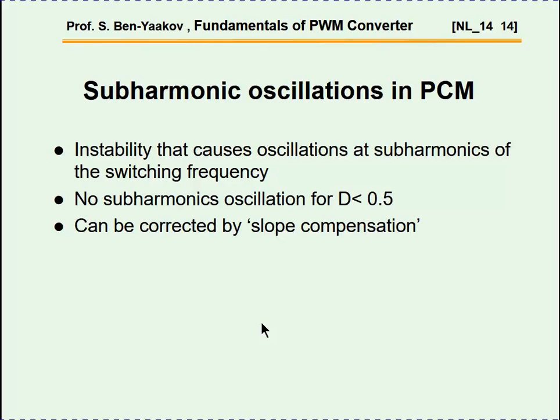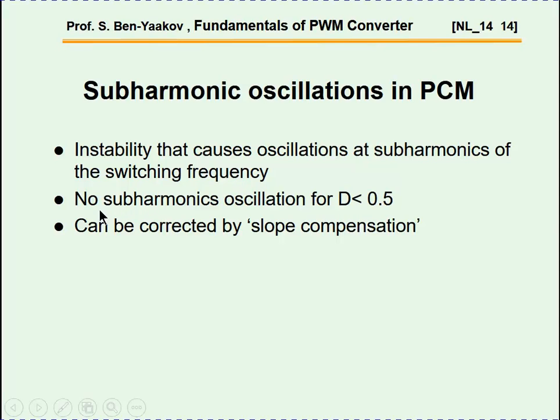We have some problems with peak current mode. One of the major problems is what's called subharmonic oscillations. Subharmonic oscillation means that we have instability, and the system starts to oscillate at frequencies which are subharmonics of the switching frequency. That is, the oscillation will be at frequencies like half the switching frequency, or a quarter of the switching frequency. This is very annoying, and of course makes the system useless, because you cannot tolerate a system which oscillates, and the voltage at the output will not be stable.